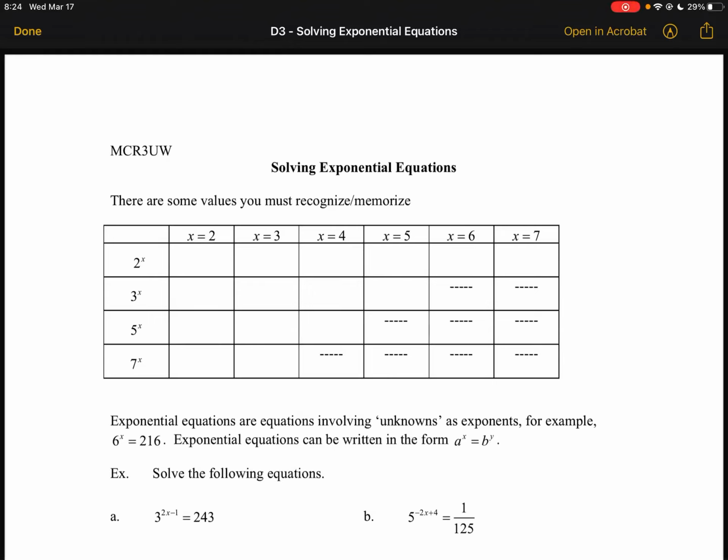This video goes over solving exponential equations. So there are some values that you should recognize or memorize. If you're in IB, you're going to have a no calculator paper and you should be familiar with these exponents.